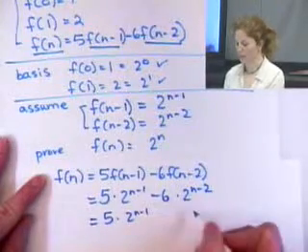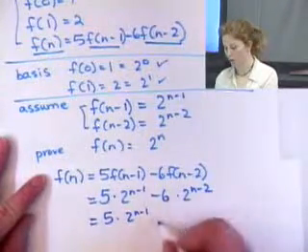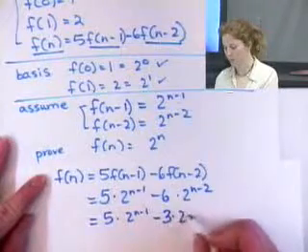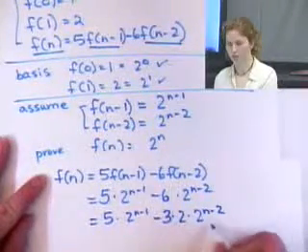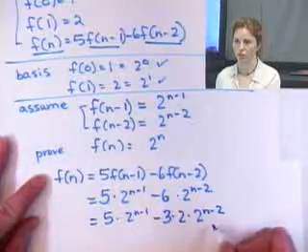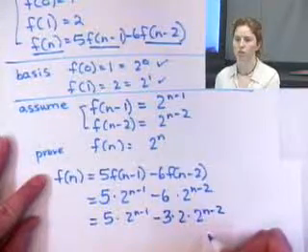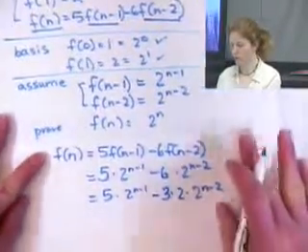In order to combine these, I need both of them to have the same power of 2. So this 6 I'm going to break up into 3 times 2 times 2 to the n minus 2 because I know I can add the powers here for the 2 and get that that's 2 to the n minus 1. So that's the next thing I do.